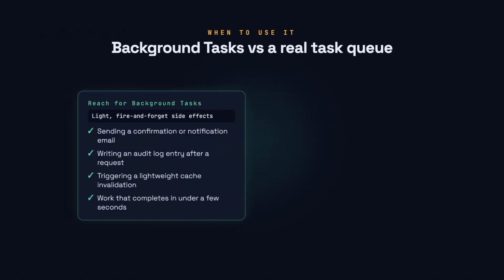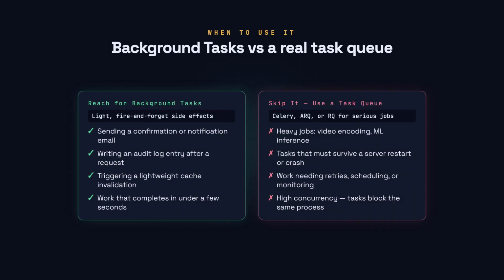Background tasks shine for quick disposable side effects: sending an email, writing a log, clearing a cache entry. But they run inside the same process and the same event loop as your app. If the server restarts mid-task, the work is lost with no retry. For anything that takes many seconds, needs guaranteed delivery, or requires a retry strategy, you want a dedicated task queue like Celery or ARQ, which persists jobs externally and runs them in separate worker processes.